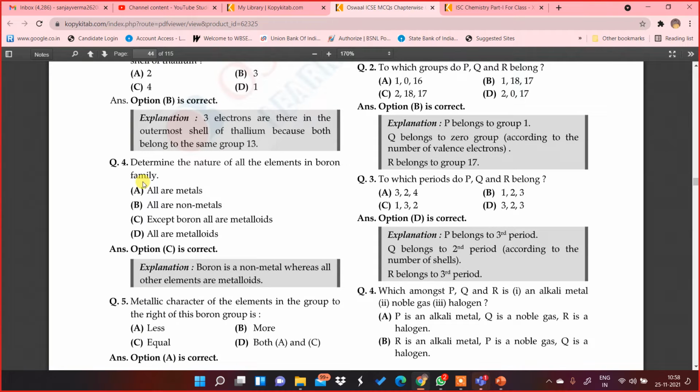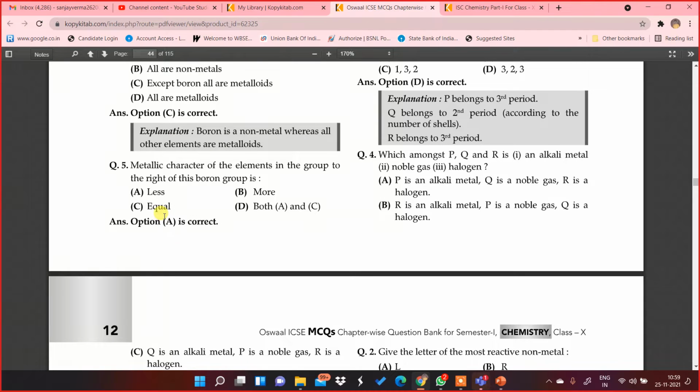All are metalloids. That is the group characteristics, the nature of the elements of this family. Then question number 5. Metallic character of the elements in the group to the right of the boron group will be less. So option A is correct. That is question number 5.